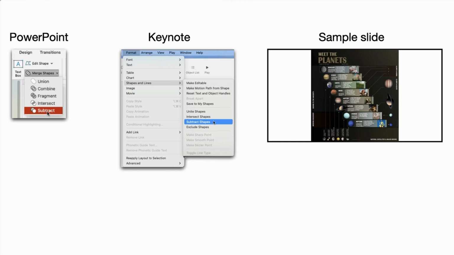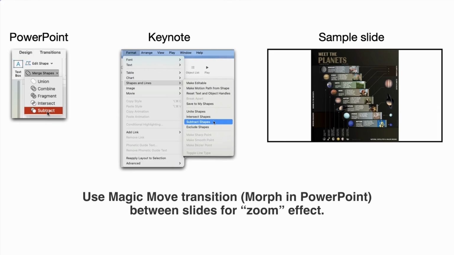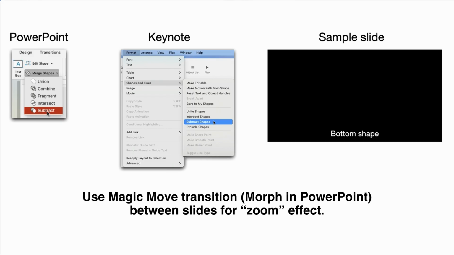Okay, so just to review, in PowerPoint, it's Merge Shapes and Subtract, and then in Keynote, it's very similar: Shapes and Lines, and again, it's a subtract shape. Looking at the sample slide, you see that we have our infographic, and then we put a shape over it, which covers the whole thing, or even much bigger, it can go off the screen, depending on how big you want to make it. Then you select both of them, choose subtract shapes, and then you can see what's underneath.